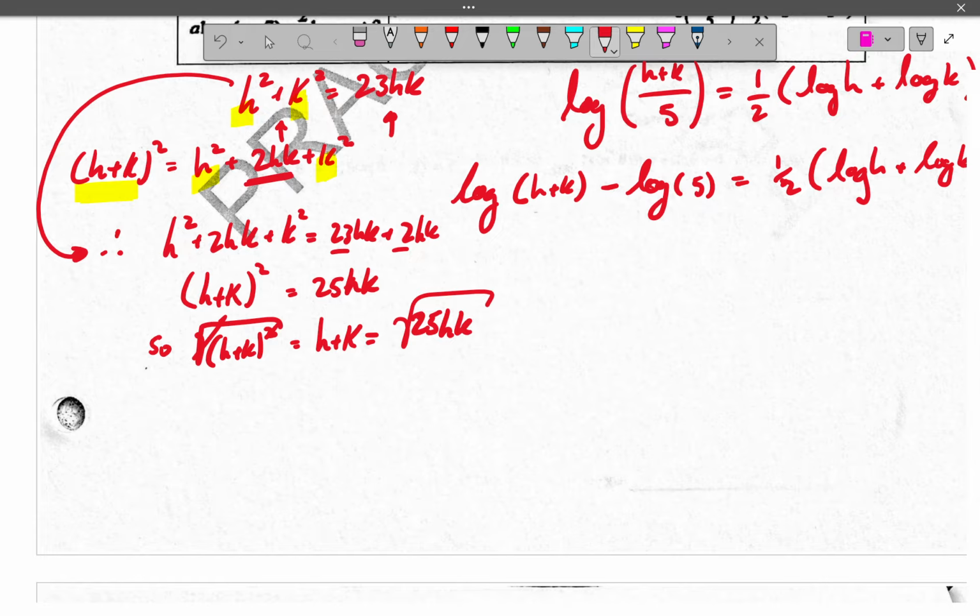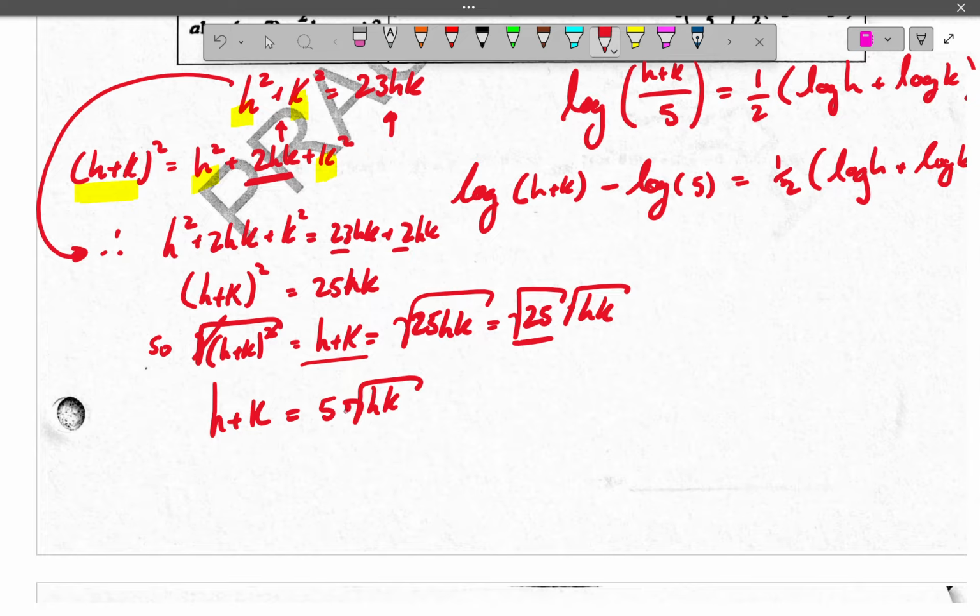And when you're doing the square root of things that are multiplied by one another, you could split this into its parts. So I could say this is the same thing as the square root of 25 times the square root of hk, and the square root of 25 is equal to 5. So our final answer here is that h plus k is 5 times the square root of h times k.